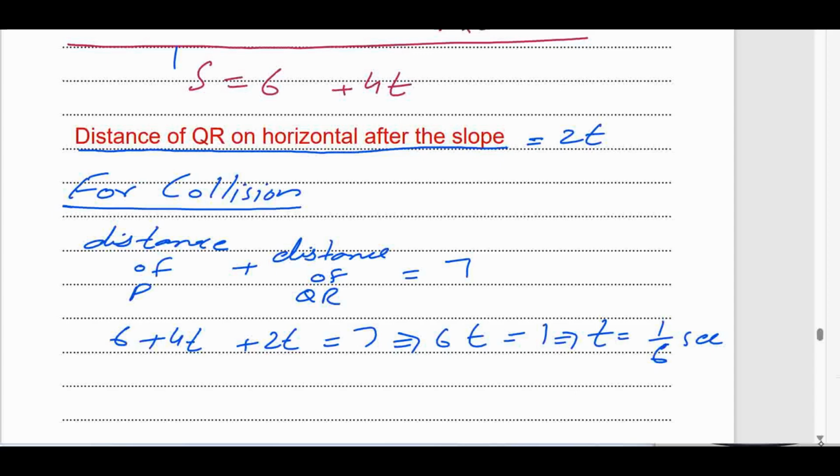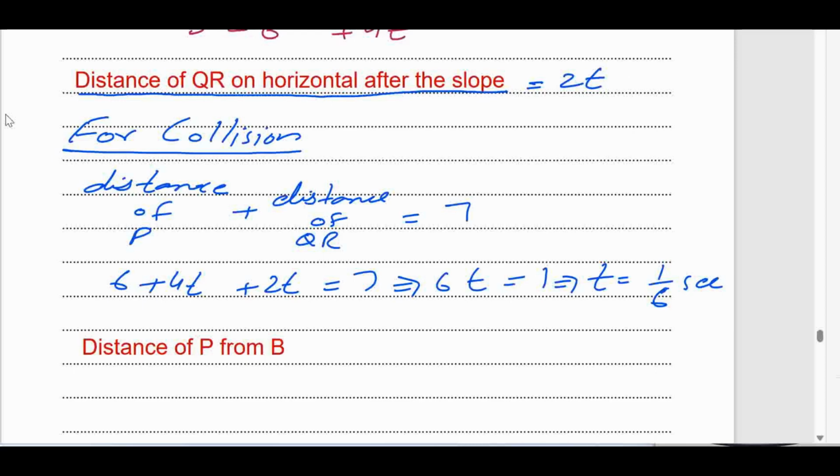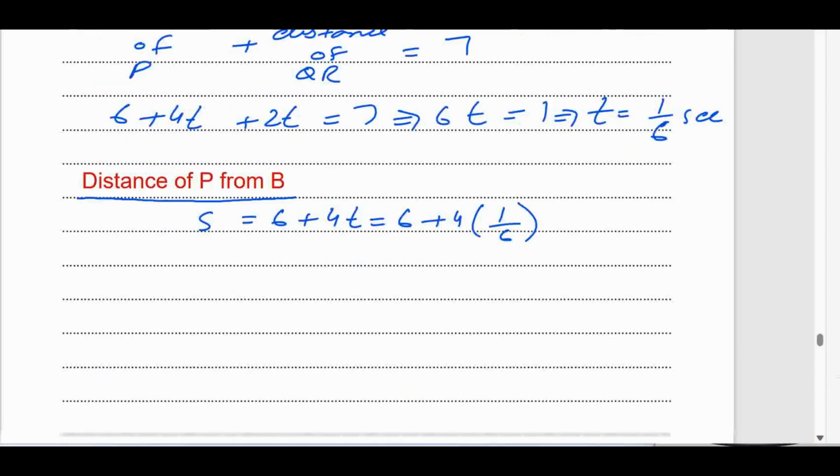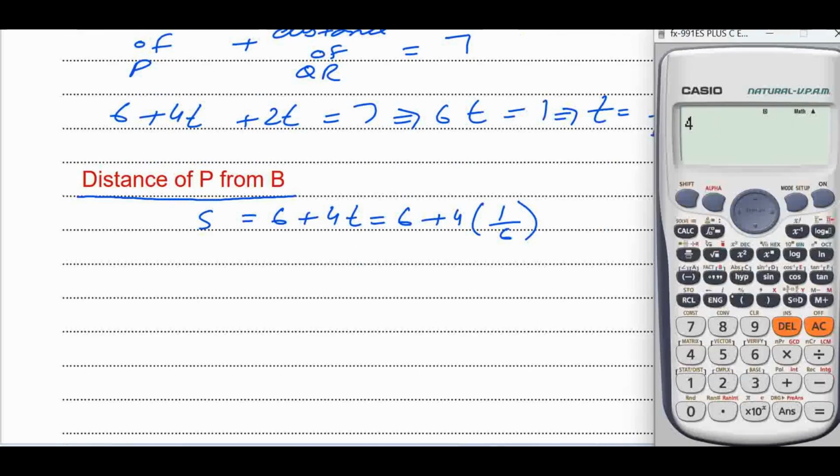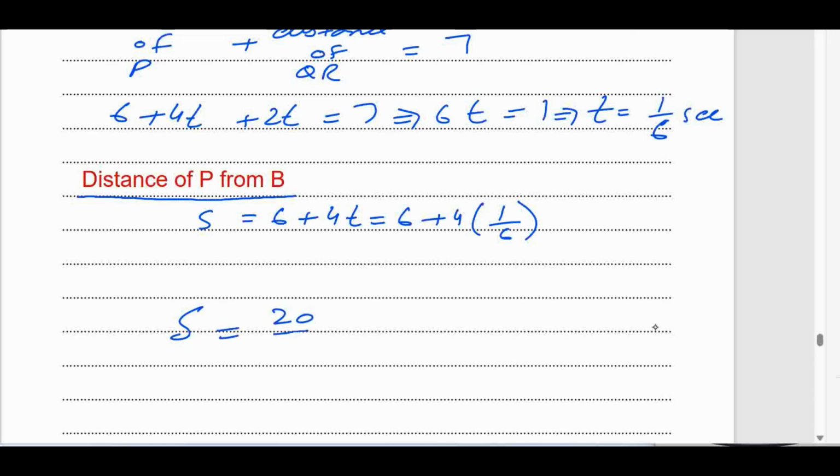तो टाइम हमारे पास आ गया है, सो नाउ वी कैन इजिली फाइंड आउट डिस्टेंस ऑफ पी फ्रॉम बी, ये हमने फाइंड करना है, सो दिस विल बी इक्वल्स टू 6 प्लस 4T, और इसमें अगर हम टाइम की वैल्यू पुट कर दें तो 6 प्लस 4 इंटू 1/6, तो इसको हम सिंप्लीफाई करें तो 4 इंटू 1/6 प्लस 6, दिस विल बी इक्वल्स टू 20/3 मीटर्स, सो दिस एस विल बी इक्वल्स टू 20/3 meters. So this will be the final answer.